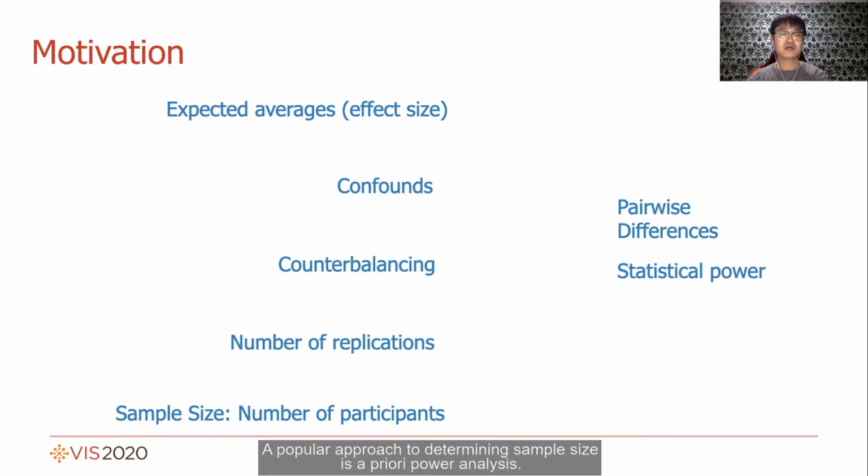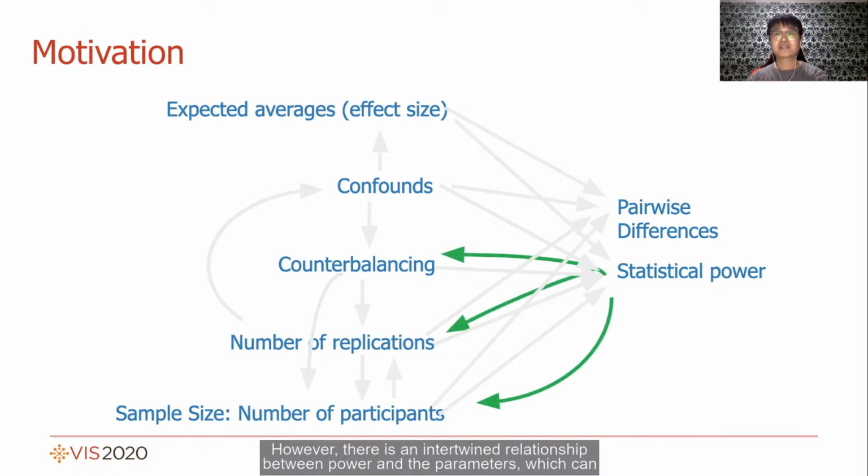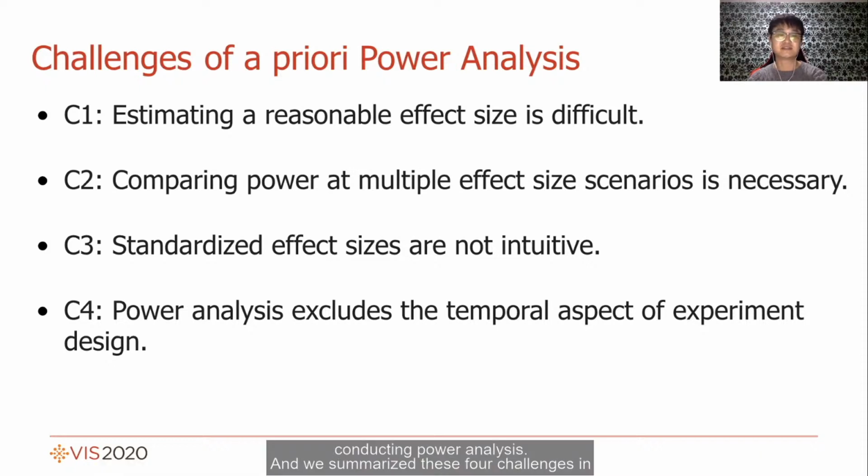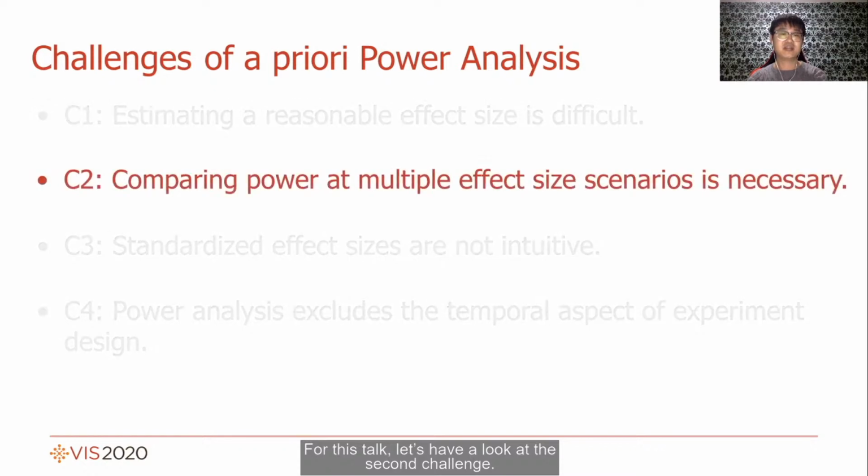A popular approach to determine sample size is a priori power analysis. To calculate the power, we need to estimate the parameters on the left. However, there is an interdependent relationship between power and the parameters, which can be challenging for researchers to conduct the power analysis. Therefore, we performed analysis to understand what difficulties researchers may have in conducting power analysis, and we summarized these 4 challenges in the paper. For this talk, let's have a look at the second challenge.